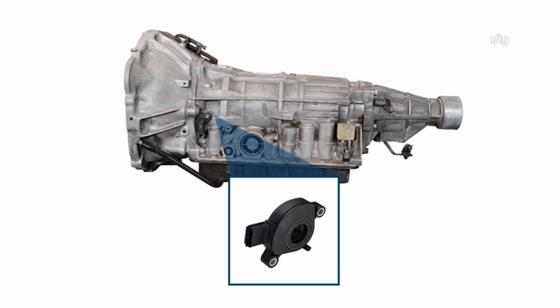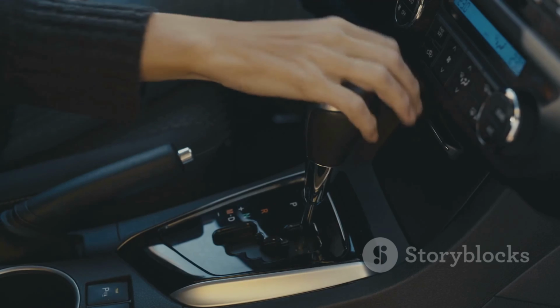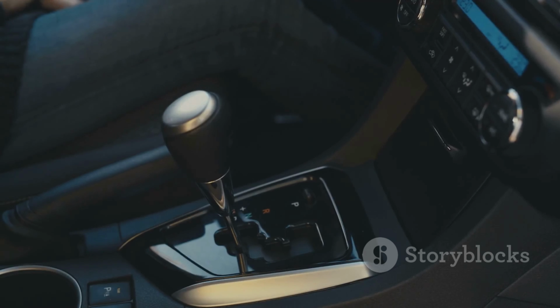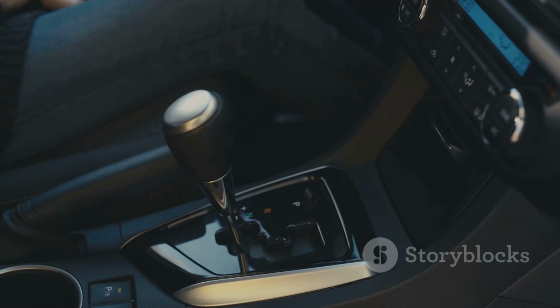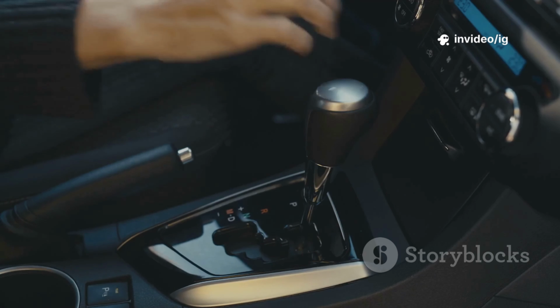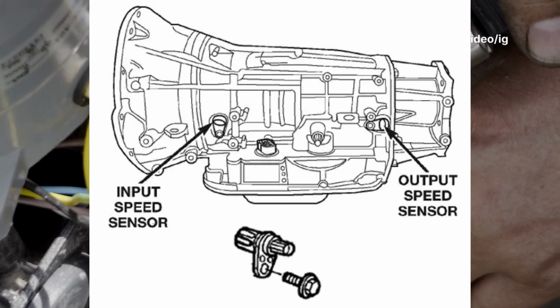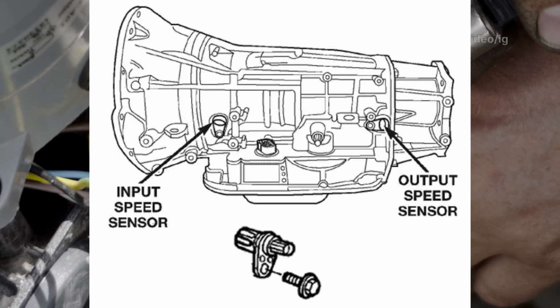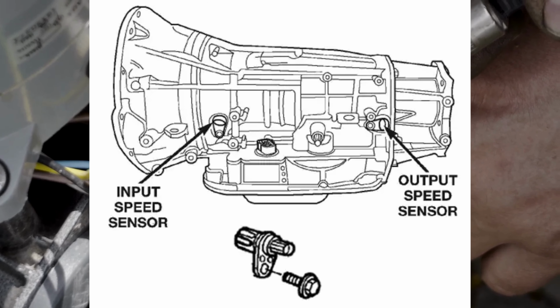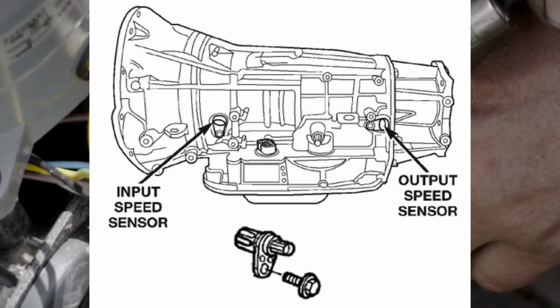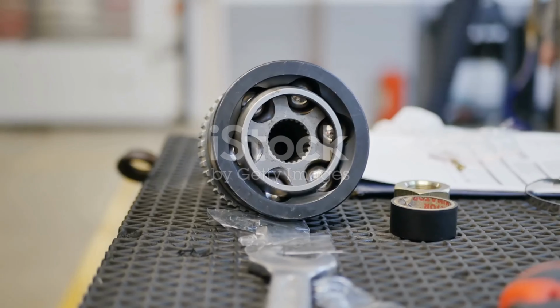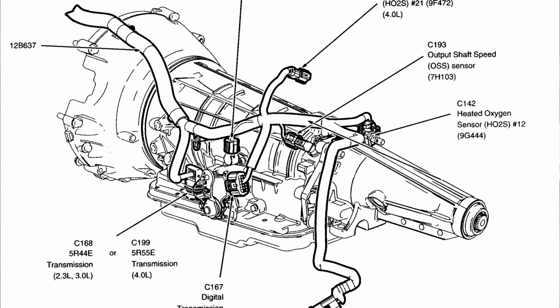Transmission Range Sensor, TRS, or neutral safety switch. Location: mounted on the side of the transmission, near the shift linkage. Function: detects the position of the gear selector and sends data to the PCM. Input and output speed sensors. Location: attached to the transmission housing, near the input and output shafts. Function: helps the PCM determine when to shift gears. Wiring and connectors run between the solenoids, sensors, and PCM-TCM.